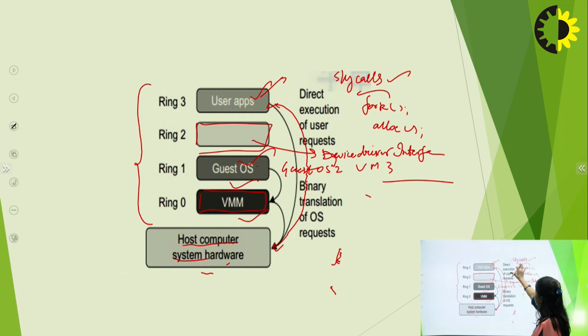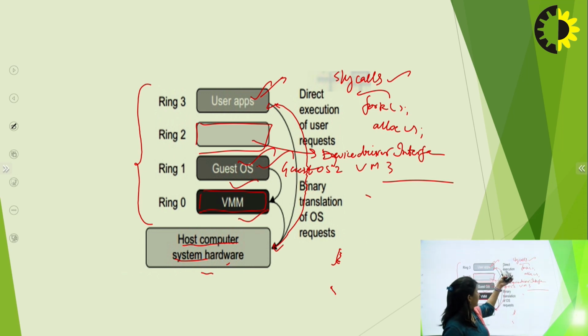When this call occurs, then a trap will generate and the guest OS will handle all kinds of traps. So the OS need not be modified. All the instructions can easily be executed in VM mode only, means in guest OS mode, all these privileged instructions can be executed directly. So this is what is written here: direct execution of user request.